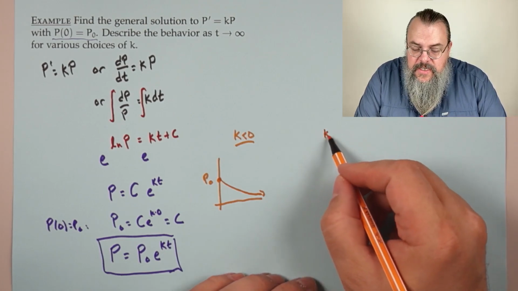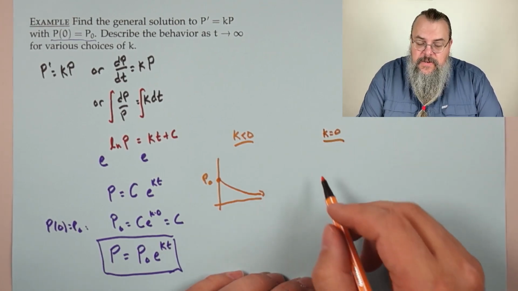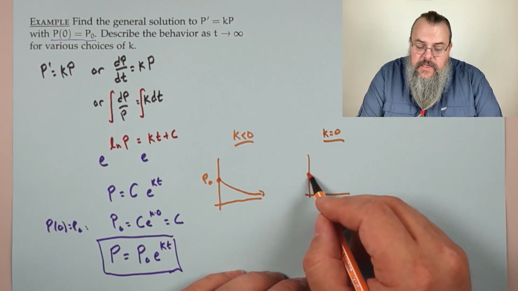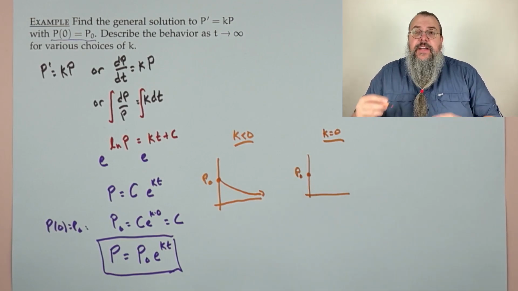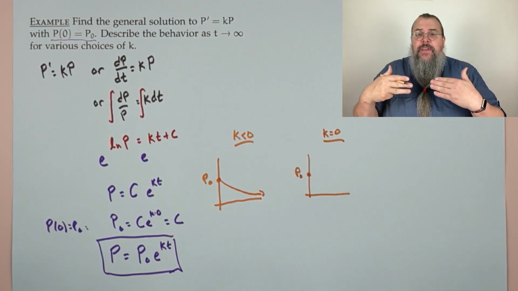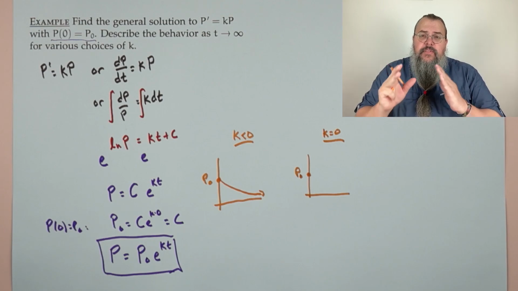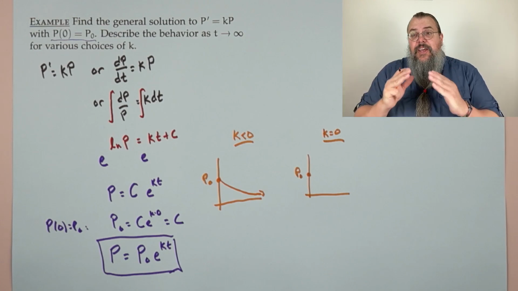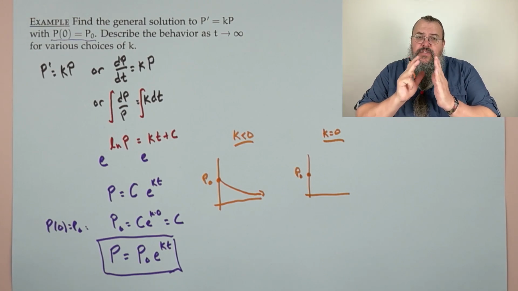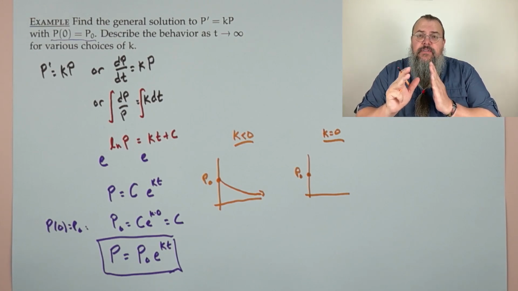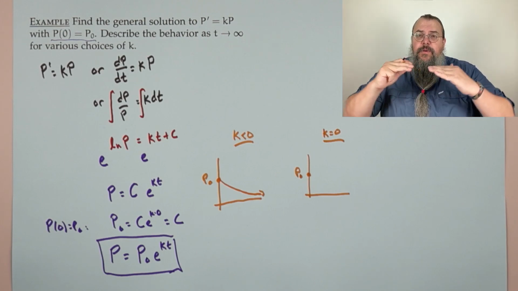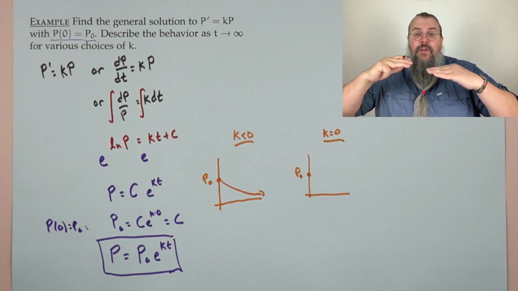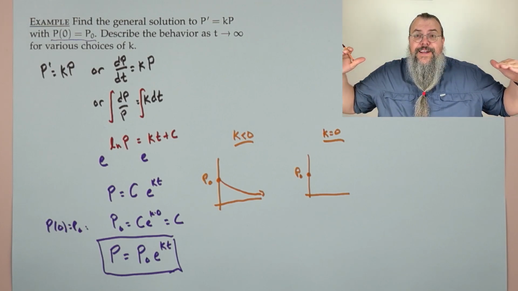All right, let's try now k equals 0. So what does that mean? Before we draw it, we can just think about it. k was the difference between births and deaths when we talked about population models. So k equals 0 says that we're in that sweet spot where the number of births equals the number of deaths. So what's our population doing? Is it going up? Is it going down? The answer is no. It's staying flat.